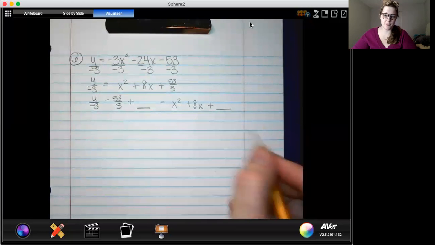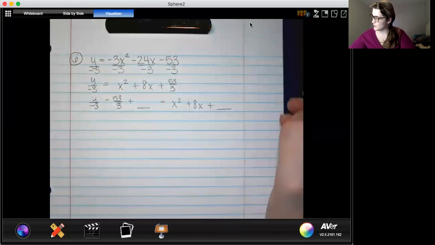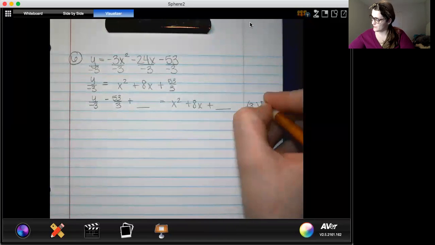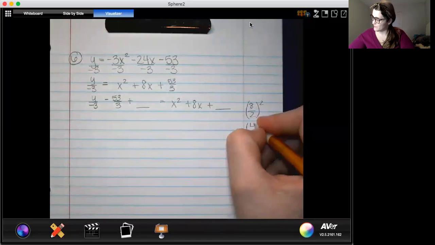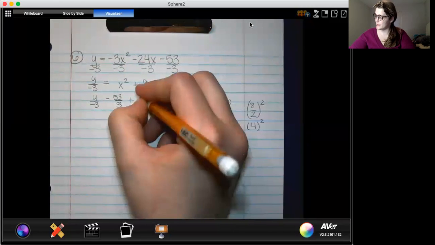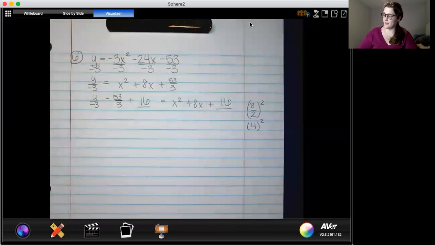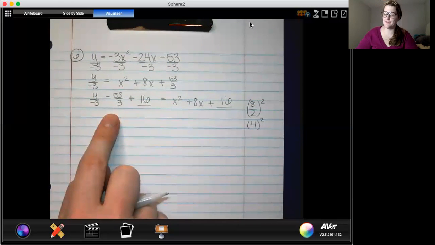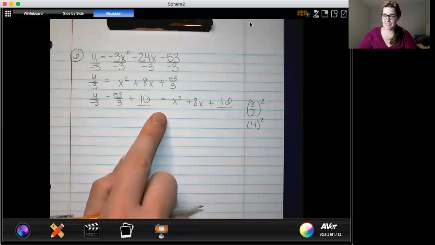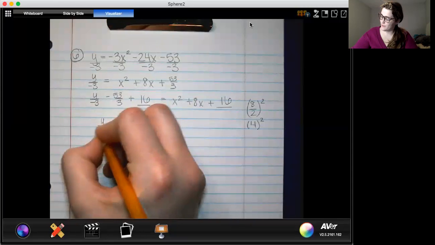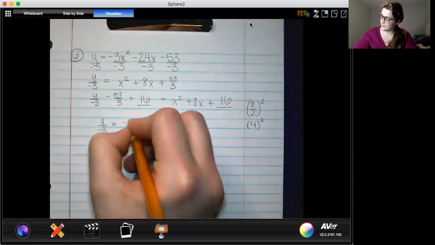Sorry, my writing's a little crooked there. So then we find our b divided by 2 squared, which would be 4 squared, which would be 16. We're adding 16 to both sides. Now, use your calculator: negative 53 thirds plus 16 as an improper fraction would simplify as negative 5 thirds.